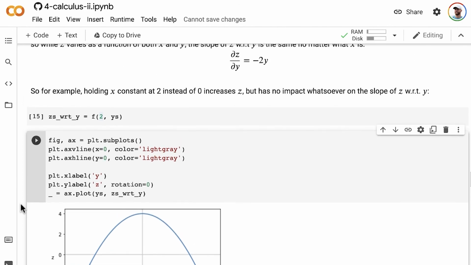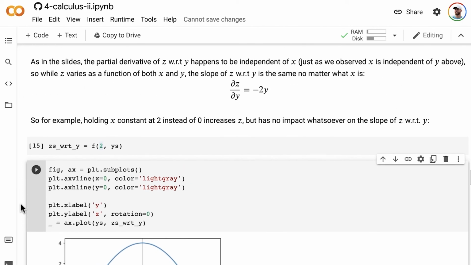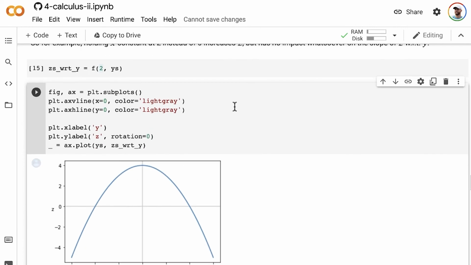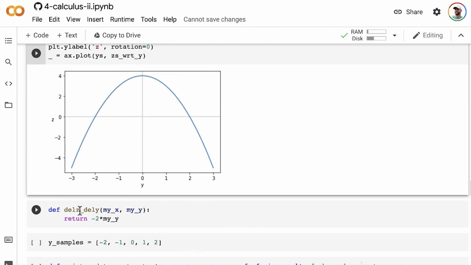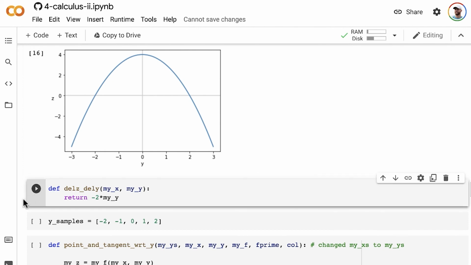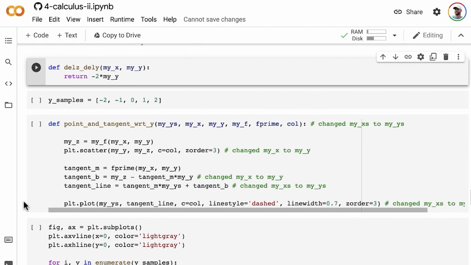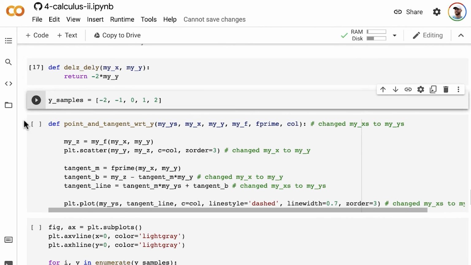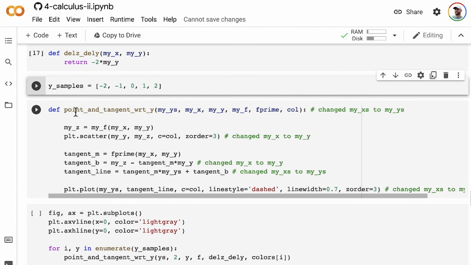Okay, so that's a little bit of extra information for you that hopefully makes partial derivatives more clear. And let's now encode this function, del z del y is equal to negative 2y, as a Python function. So here it is, del z del y, and it's simply negative 2 times y. Just as we did with x, let's look at 5 key points along the y-axis. And then I have a new function here called point and tangent with respect to y. And so this is very similar to the point and tangent with respect to x function that we had earlier.